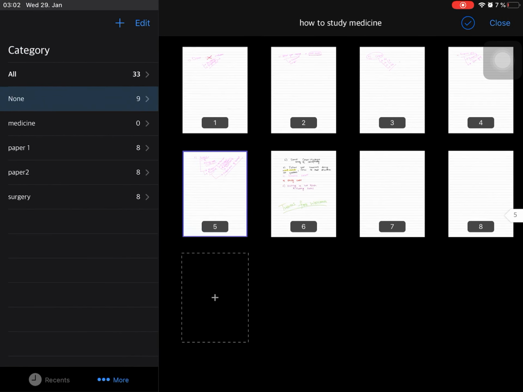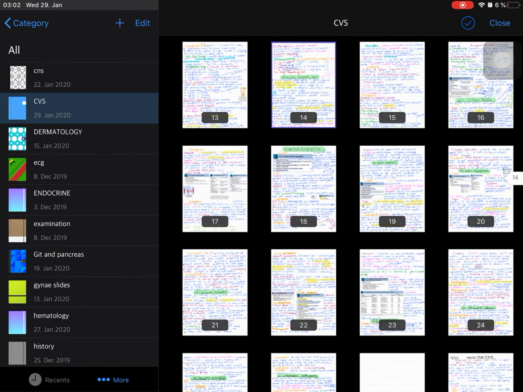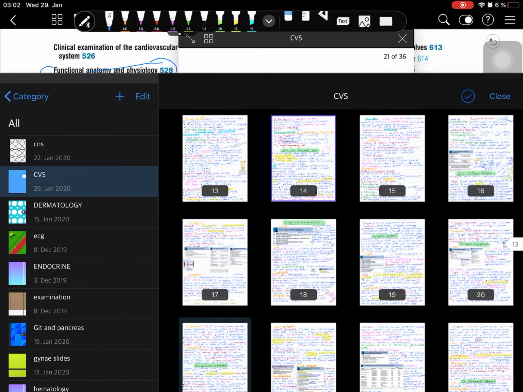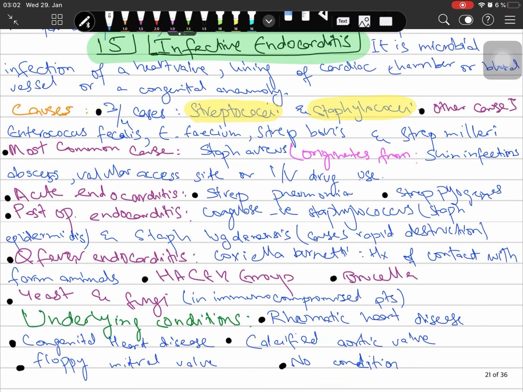Let's go into that. Since it is the cardiovascular system, let's go towards that. Okay, this is the cardiovascular system. Let's open a disease. As you can see, this is infective endocarditis. So what I did was, I took the notes or the words from Davidson, and I made them more concise, so that it wouldn't take me too long to study them before exams.